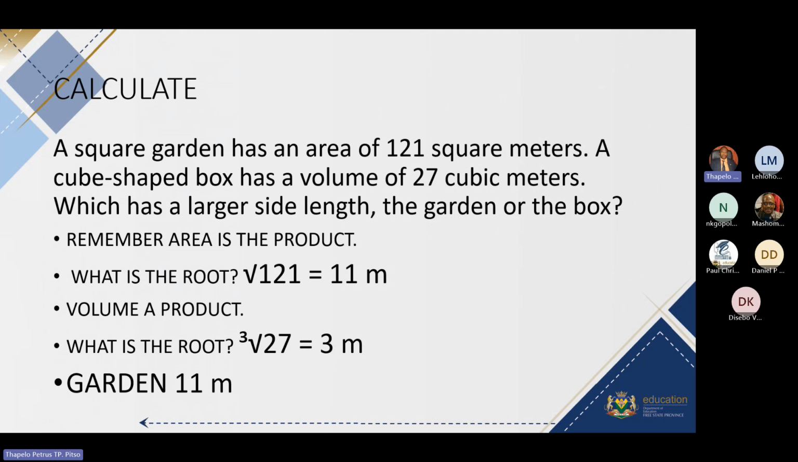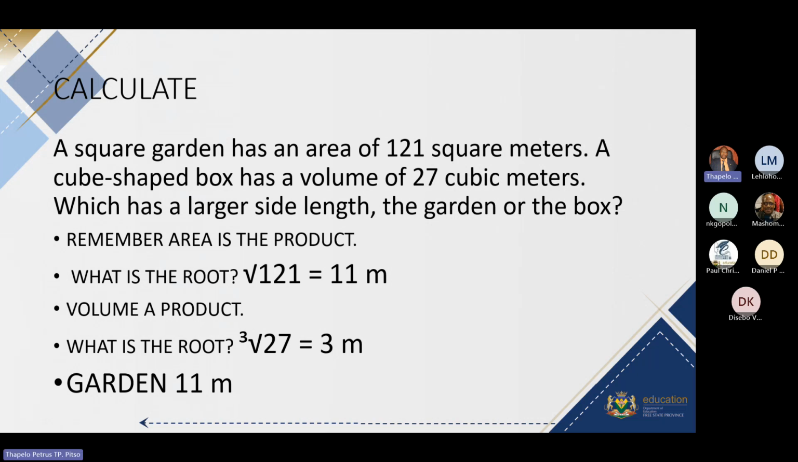Again, we continue. Always estimate in the shops, you just estimate everywhere, check roughly what comes closer. A square garden has an area of 121 square meters. A cube-shaped box has a volume of 27 cubic meters. In other words, you've got a square and a cube. The question is, which has a larger side length, the garden or the box? In other words, what makes this square? What makes this cube?